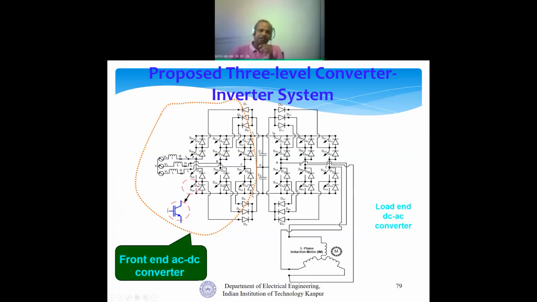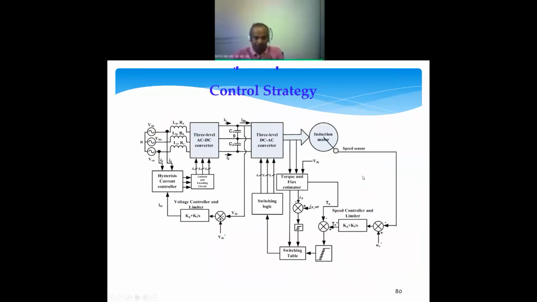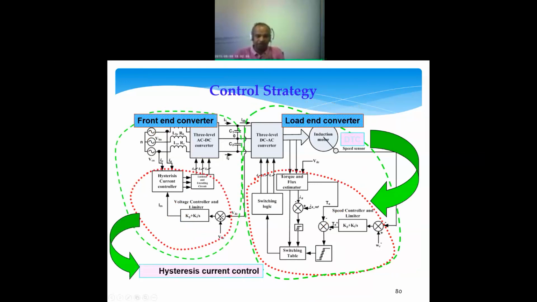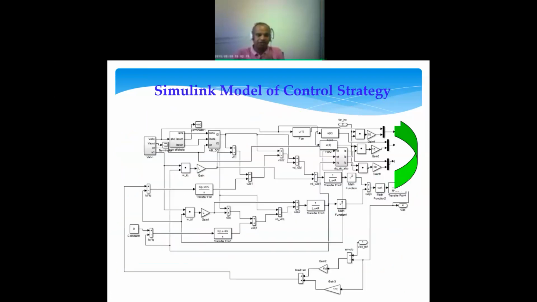You can see that there is a 3 level converter. I will tell you in some later class what 3 level converters are. These are called multi-level converters. Two 3 level converters are connected back to back here, and this one is for grid connection. This is for connecting to the motor. So the complete control unit is implemented.